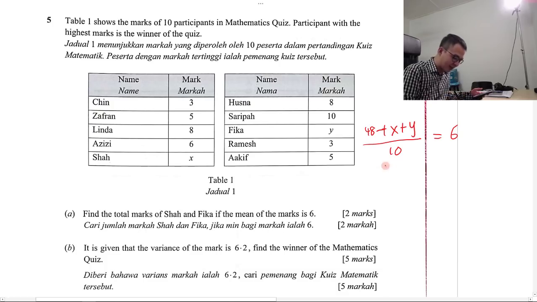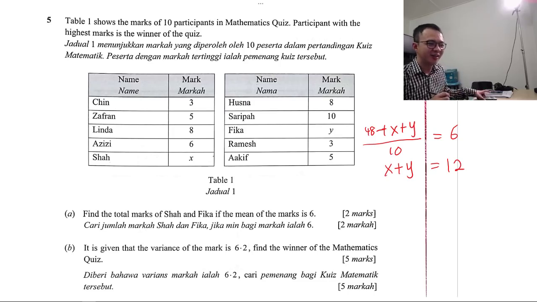So I will just get my x plus y first. 6 multiplied by 10 is 60, minus 48. You get x plus y equals 12. This should be my first equation. This asks you to find the total mark, so this one actually is the answer already, because this is the total mark for Sha, and Sha is x, right? And Fika is y. So Sha's mark plus Fika's mark will be 12.